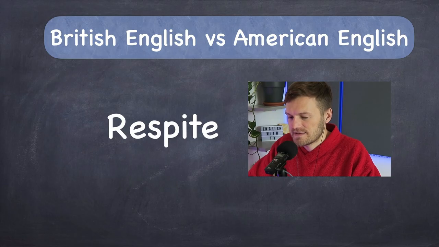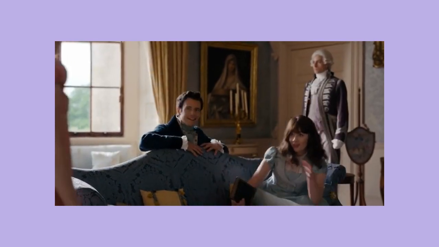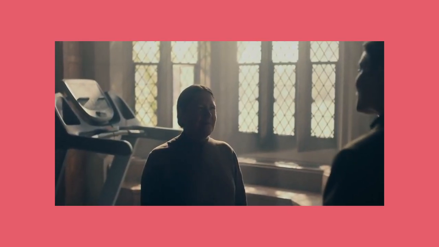The next word is spelled R-E-S-P-I-T-E. And in British English, it would be pronounced respite. So the I is once again pronounced like an I this time, not like an E. Enjoying your brief respite. Whereas in American English, it would be more like respite. So the I is pronounced like an U again, respite. Here's an example for you. God has given you this respite to heal.